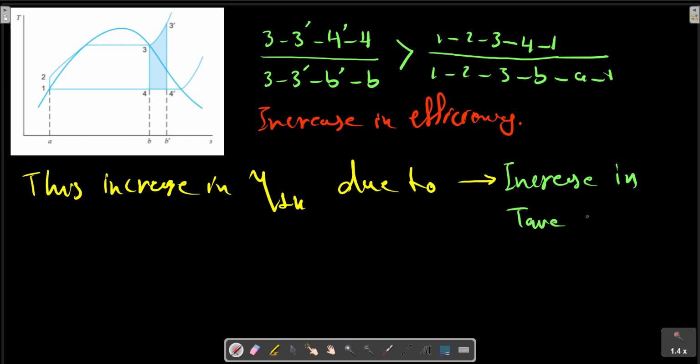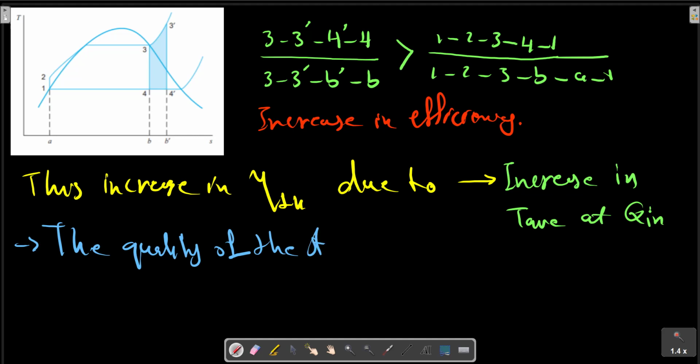T average. This increase in efficiency would also follow from the fact that the average temperature at which heat is supplied increases. Note also that when the steam is superheated, the quality of the steam leaving the turbine increases. Finally, the influence of the maximum pressure of the steam must be considered.